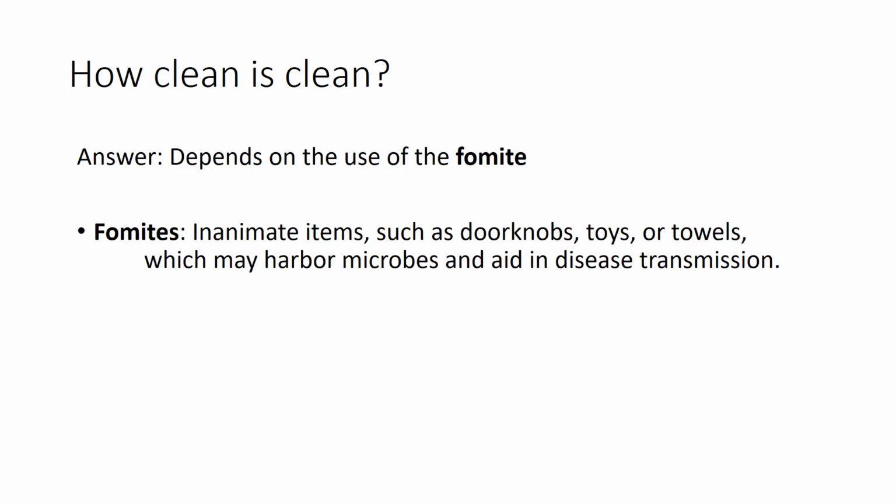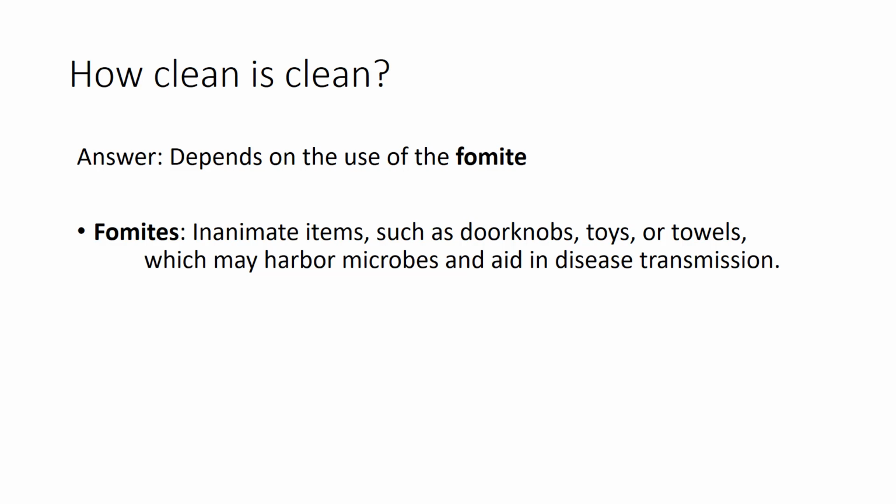So let's start with the first question. Basically, what is it meant to be clean? So how clean is clean? And what I'm hoping that you'll know is that the answer will really depend on what that item is being used for. So in this case, that item is called a fomite. A fomite is anything that's inanimate, non-living. So inanimate objects such as doorknobs, your cell phone, toys, towels, anything that is not an organism and that is going to have microbes all over it. Something that you could use to actually spread disease.